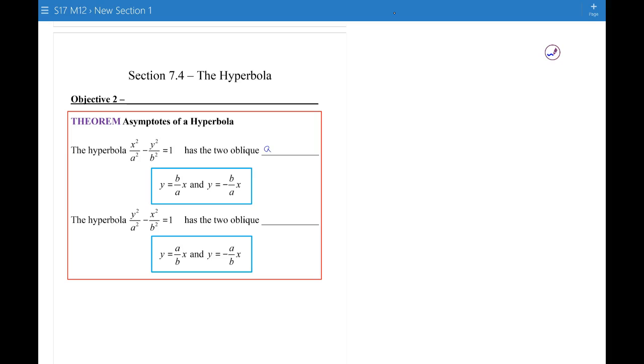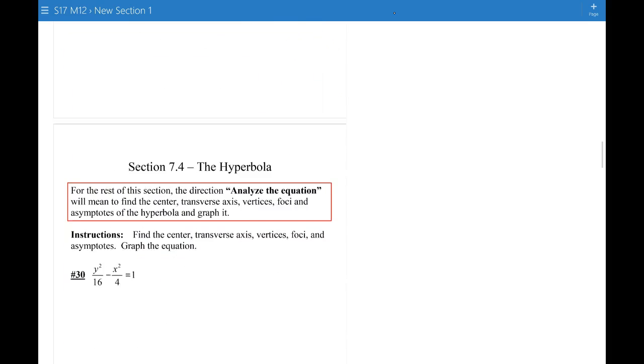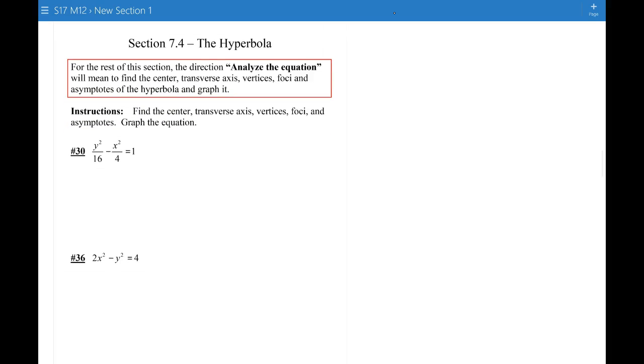So a hyperbola has two oblique asymptotes. And again, I'm not going to do a lot of memorizing of formulas. I'm going to draw the picture and figure out what the equations of the lines have to be. So I don't actually memorize these two formulas. You can if you like and if that makes sense to you, but that's not how I process hyperbolas.